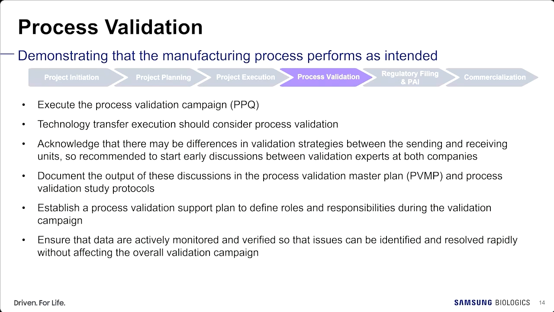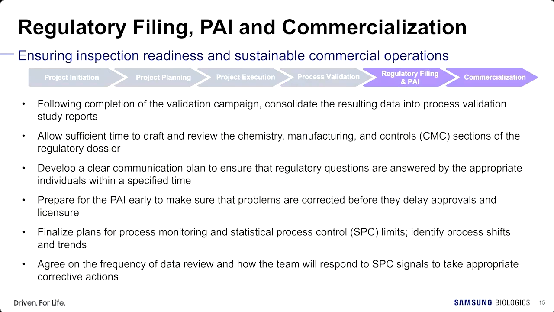Process validation master plan and process validation study protocols are generated and executed during the process validation campaign. Process data are actively monitored and verified so that issues can be identified and resolved rapidly without affecting the overall validation campaign. After completion of process validation, the result of process validation study will be consolidated into process validation reports, and the stage will be ready for regulatory filing and PAI readiness.